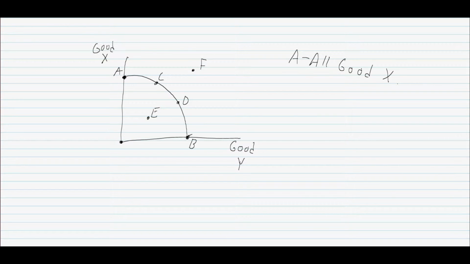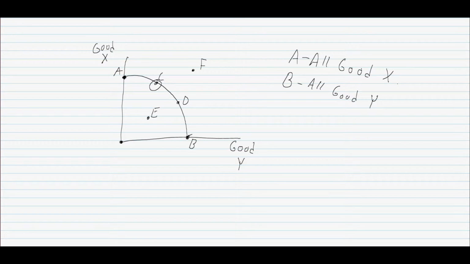Now let's go down to B. B means the same thing but in reverse. All production is going towards good Y. Because when you go up from B, you don't see any of that hitting this curve, which is where you can produce. So B is producing all of good Y with no good X.